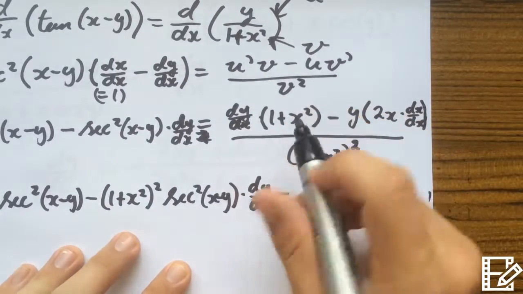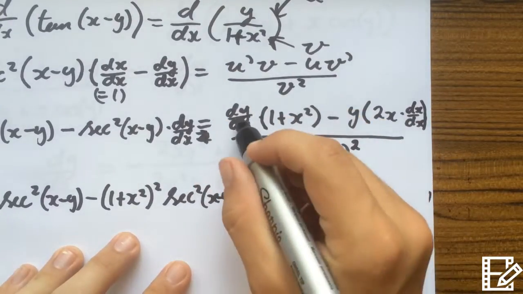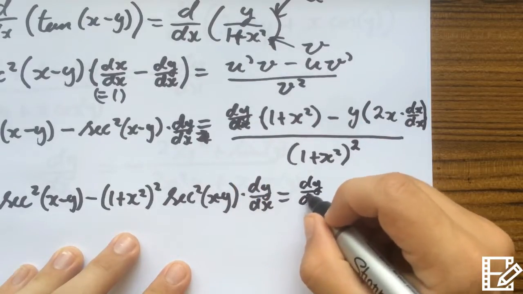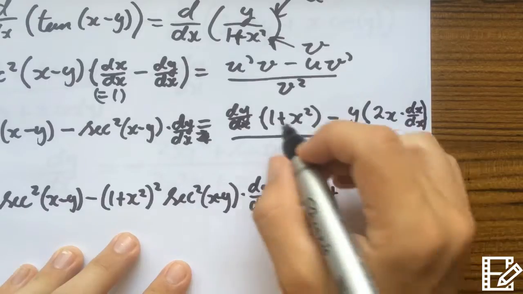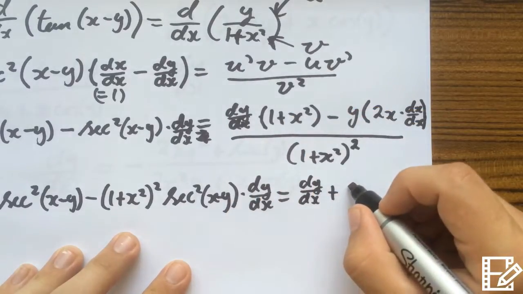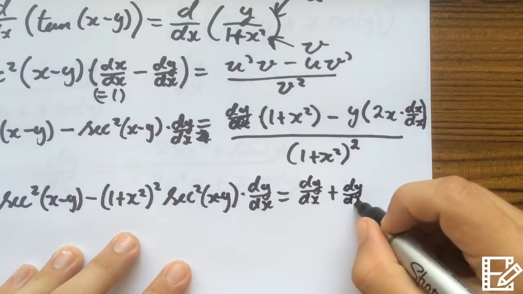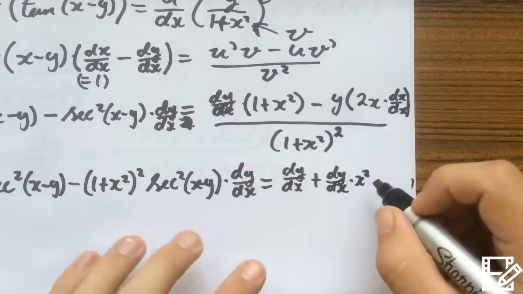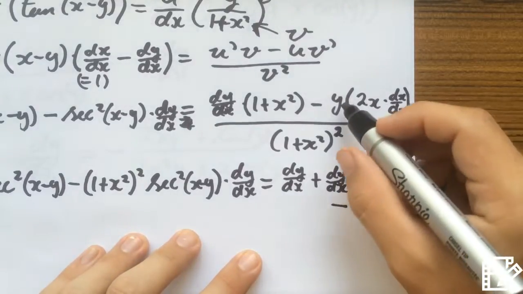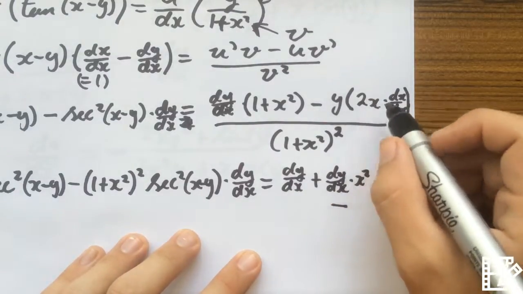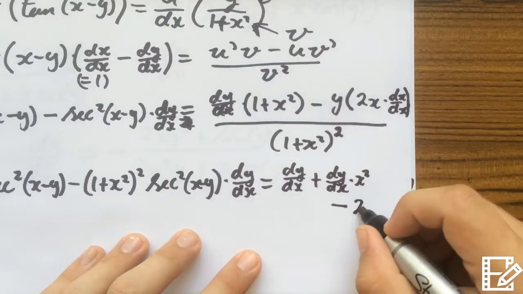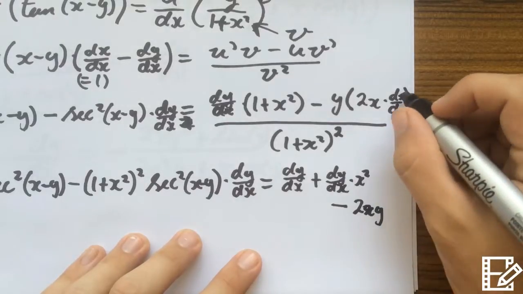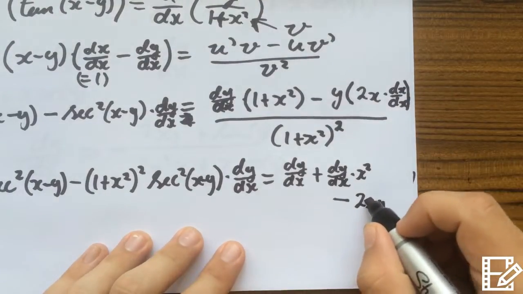Now what I'm going to do here is expand the brackets out. So dy over dx multiplied by 1 is just dy dx, plus dy dx multiplied by x squared, minus, because I can't fit this in, this y multiplied by that. All that's going to do is look like 2xy multiplied by 1, because dx on dx is 1. So it's just going to be 2xy.